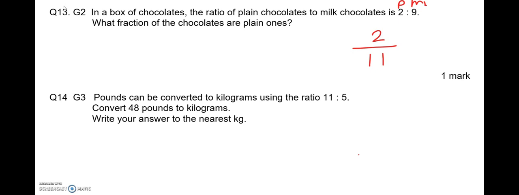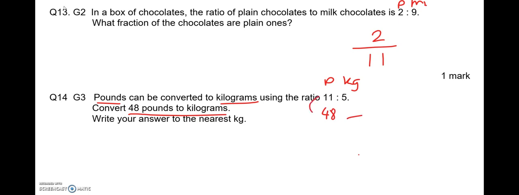Pounds can be converted to kilograms using the ratio 11 to 5. So we've got pounds and kilograms, because pounds is given first and then kilograms is given after that. Convert 48 pounds to kilograms. Give your answer to the nearest kilogram. So I'll put pounds under the pounds. So 48 pounds. How many kilograms is that equal to?